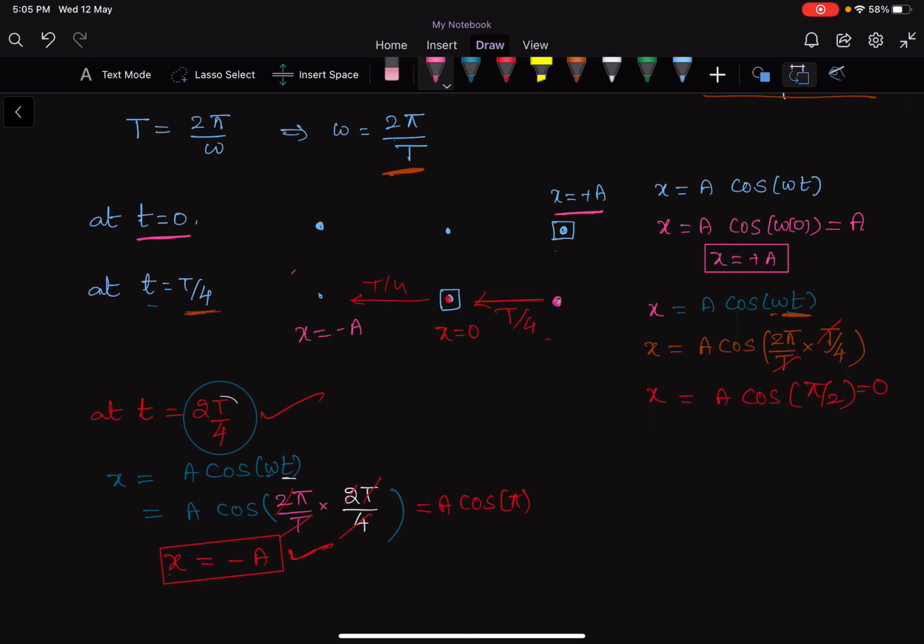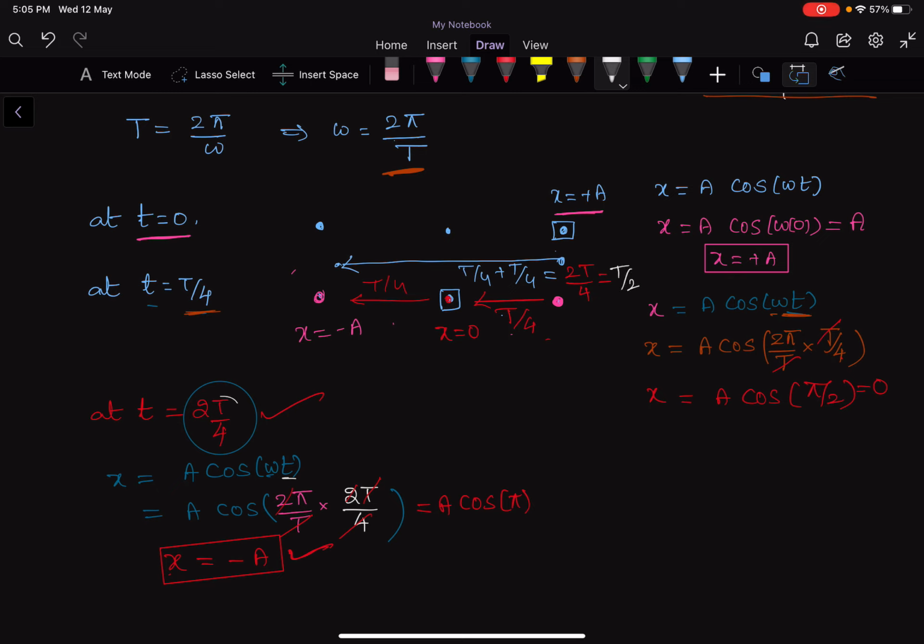So the time taken to move from here to here is T by 4 plus T by 4. This total time taken is 2T by 4. Time taken to move from positive extremum to negative extremum is T by 4 plus T by 4, that is 2T by 4, and 2T by 4 is nothing but T by 2.